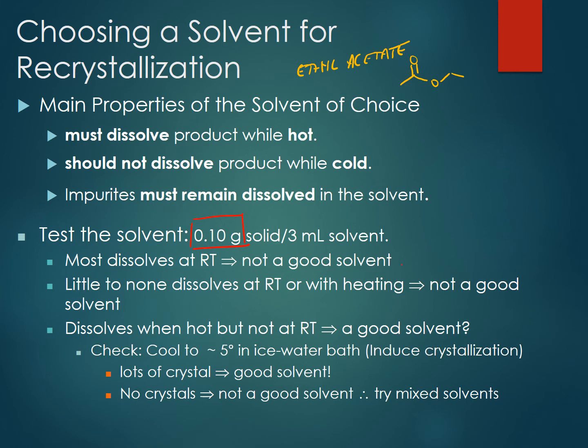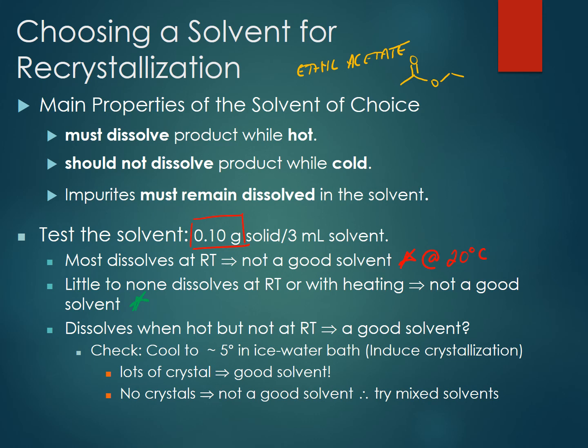If most of it dissolves at room temperature, then it's not a good solvent. Remember, we shouldn't have lots of solubility when it's cold or at 20 degrees Celsius, right? Not a good option at that point. If little to none of it dissolves at room temperature with heating, it's not a good solvent either, right? If we heat this stuff up and it's not dissolving anything, well, we can't do anything with this in terms of recrystallization.